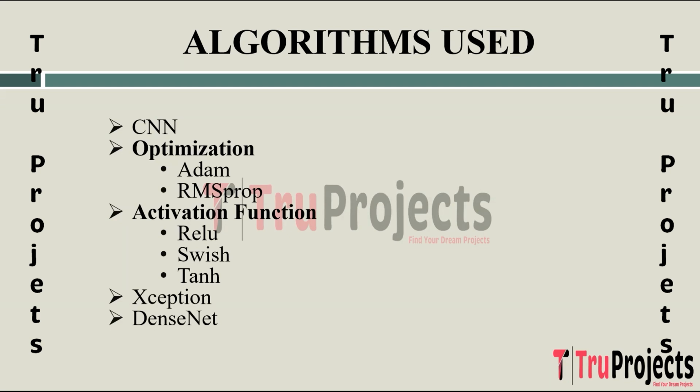DenseNet. This architecture emphasizes dense connectivity between layers, allowing features to be reused more effectively and enabling better gradient flow, which can lead to improved accuracy with fewer parameters. These algorithms and architectures, including CNN, optimization methods ADAM and RMSprop, activation functions ReLU, Swish, Tanh, Xception, and DenseNet, are critical components of the project. They are chosen and fine-tuned to enhance the accuracy, efficiency, and interpretability of the convolutional neural network for precise skin cancer classification within the smart healthcare system.